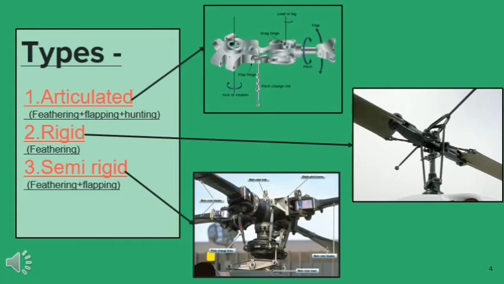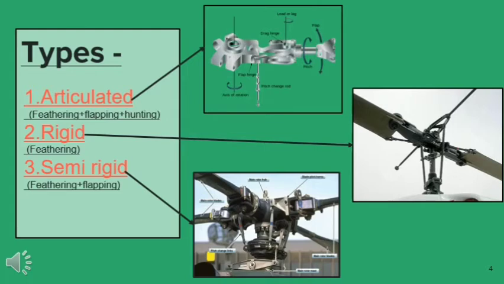Now, the main types. First, articulated. Each blade has the freedom to flap and rotate individually. Blade lead lag mass shifts inwards and blades have flexibility. Articulated rotor has feathering, flapping and hunting effects.